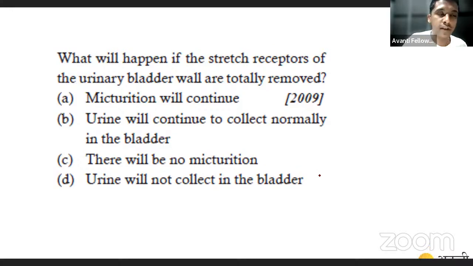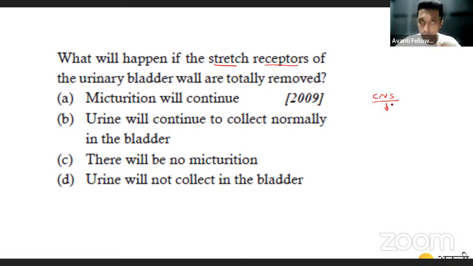Okay, students, your time is up. Let me end the poll now and let's see what's the right answer. If you remember the process of micturition, what happens? Our urinary bladder keeps accumulating urine, and the urinary bladder wall will keep stretching. As the bladder wall keeps stretching, there are stretch receptors which will send a signal to the CNS, the central nervous system.